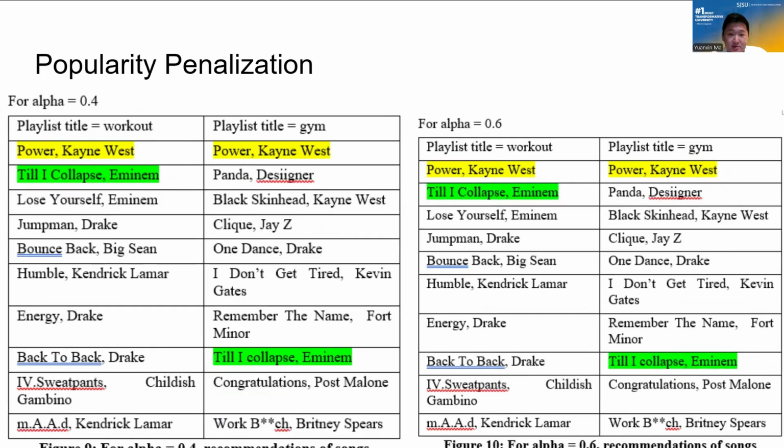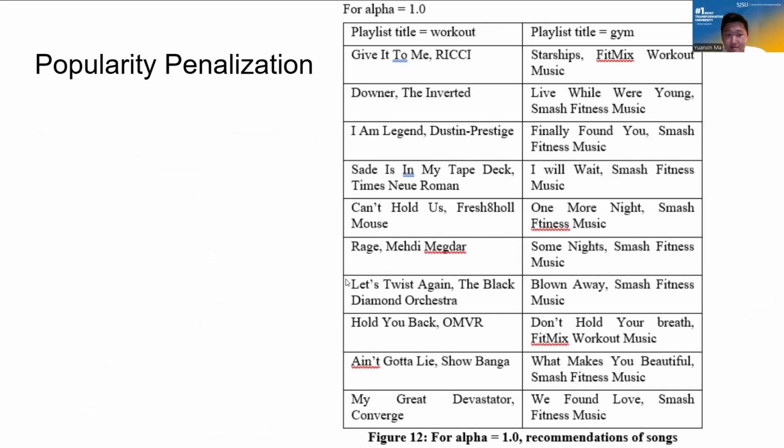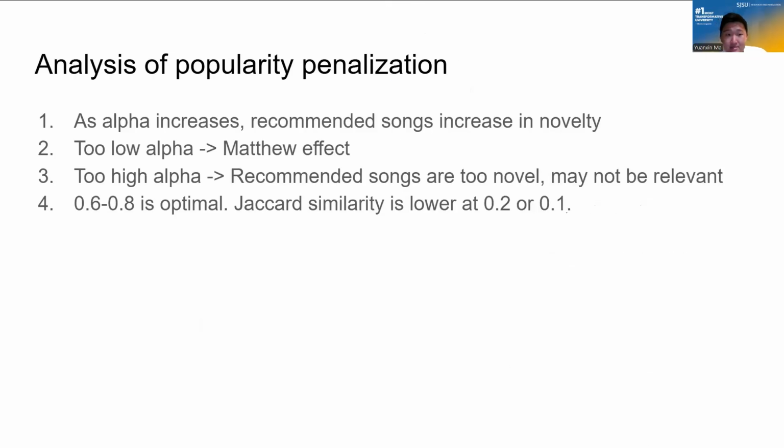And then 0.4 and 0.6 have the same Jaccard similarity, but we can see some differences in the recommendation of the songs. It becomes more and more novel. And finally, at 1, there's no similarity. So yeah, the analysis of popularity penalization.